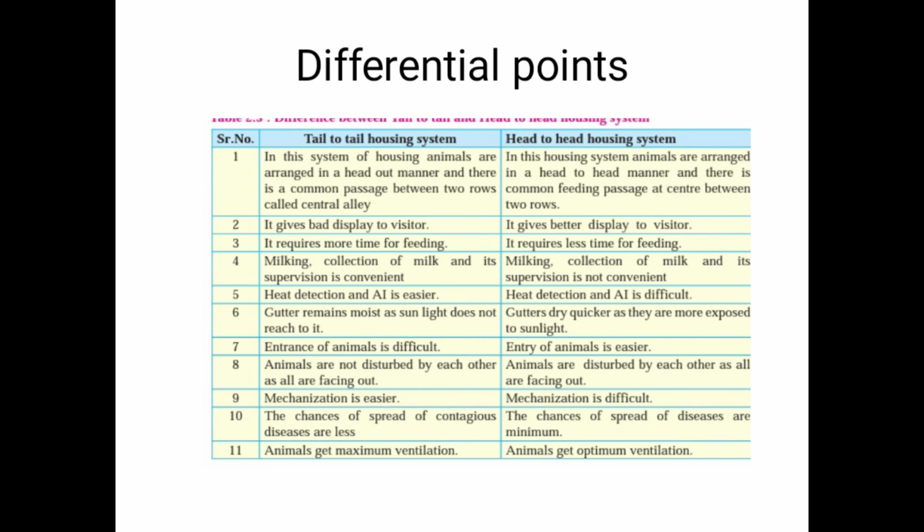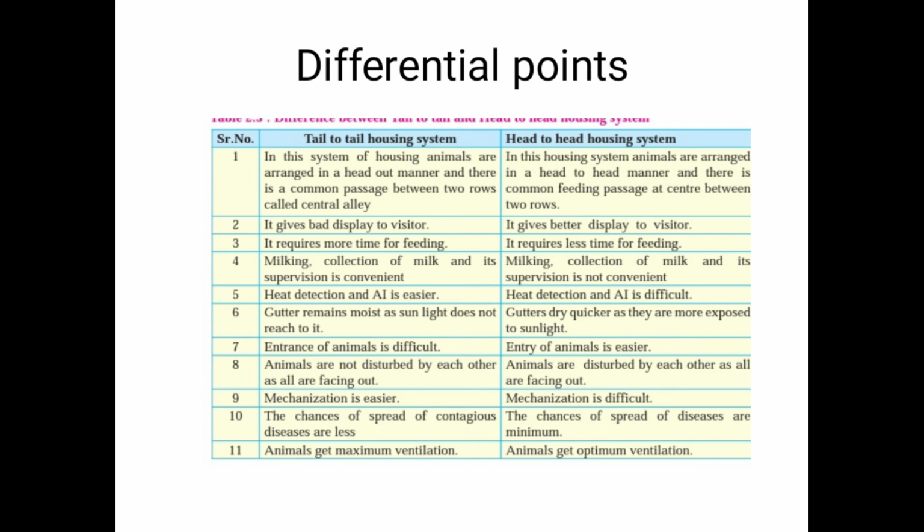This slide shows the differential points between the head to head and tail to tail systems in summary form. It will help to clear all the concepts of both the systems. If you go through this comparatively one by one, it will be very easy for you to understand both the systems. And if you have any doubt, it can also be cleared easily.